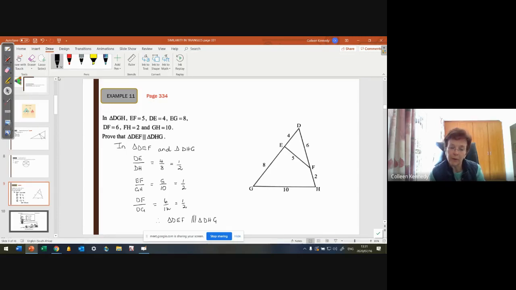And your reason's going to be corresponding sides of triangles in proportion. Corresponding sides of triangles are in proportion and hence they're similar.